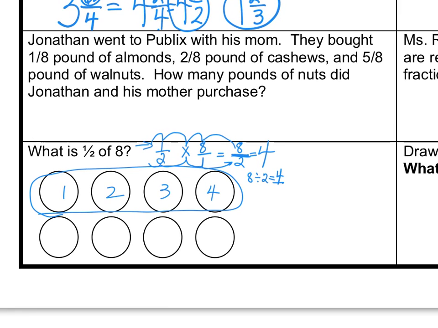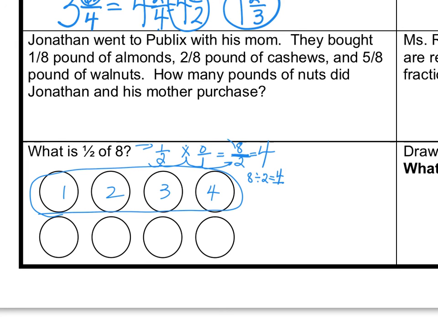One more to go. Jonathan went to Publix with his mom. That's kind of like a big grocery store. They have them down south. They bought 1/8 of a pound of almonds, 2/8 of a pound of cashews, and 5/8 of a pound of walnuts. How many pounds of nuts did Jonathan and his mother purchase?